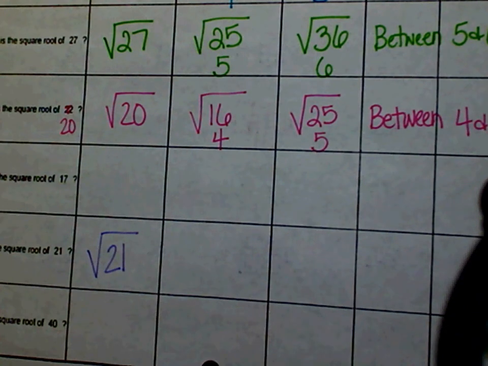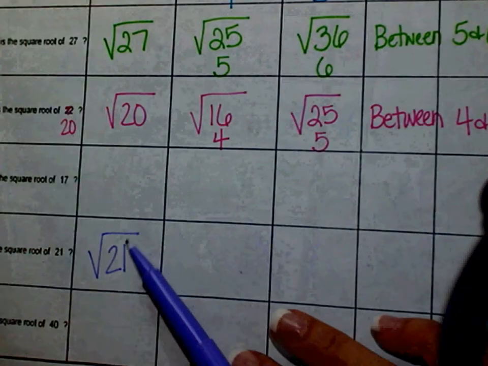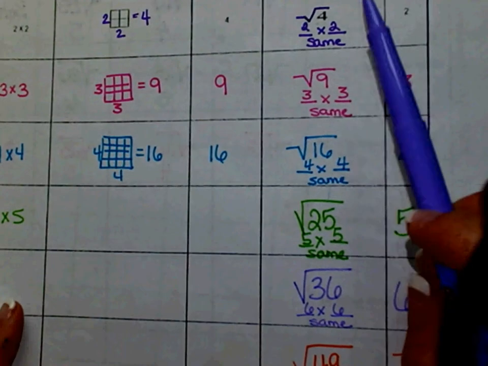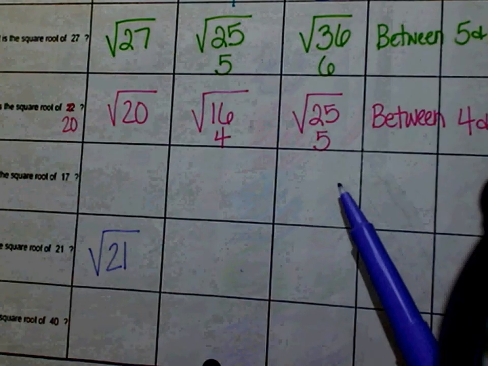Okay, so you should have tried this on your own. So you have the square root of 21. You know it's not perfect. Your factors are 1 and 21, 7 and 3. None of those are the same numbers, so you're not finding that perfect square root. But you can look at your perfect squares and figure out, well, where would the square root of 21 fall? Between 4 and 9, no. 9 and 16, no. 16 and 25, yeah, that would work.